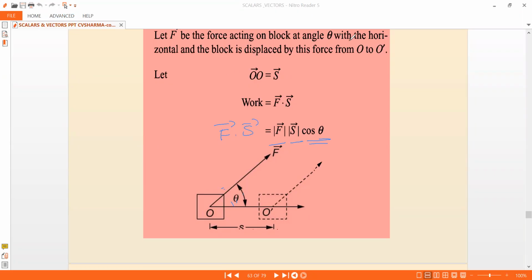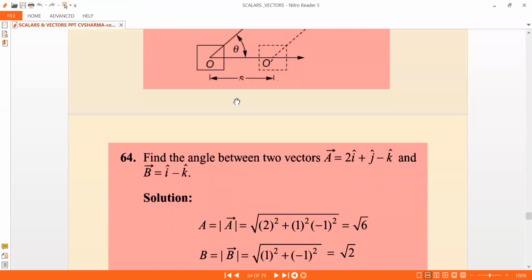So that's how you take the dot product. And now I hope it is clear. So in a general sense, work done is Fs cos theta. This is how we write it in a very simple way, where F is the magnitude of the force and S is the magnitude of displacement, and cos theta is the angle between the force and the displacement. And now let us move on to the next part.